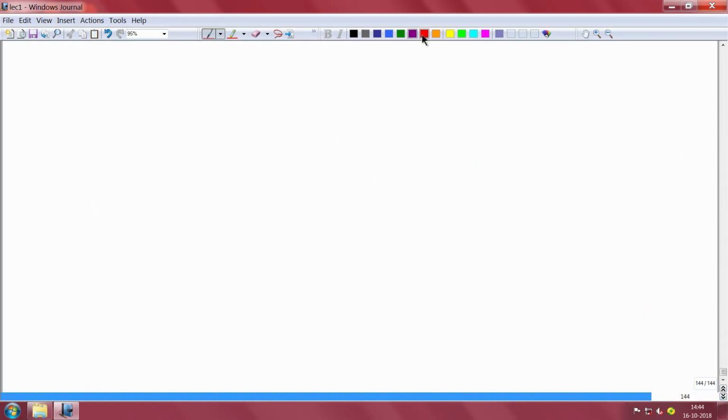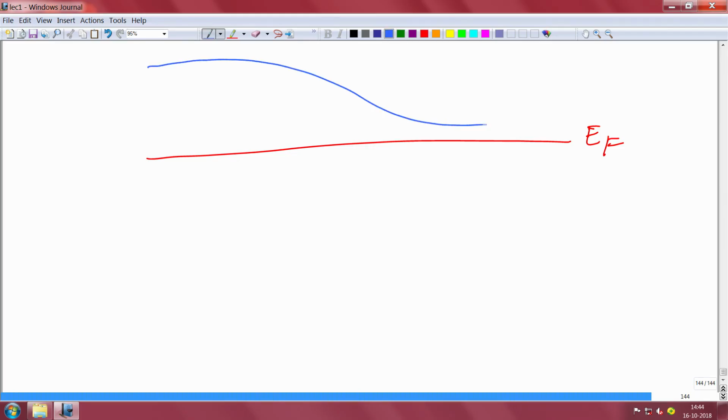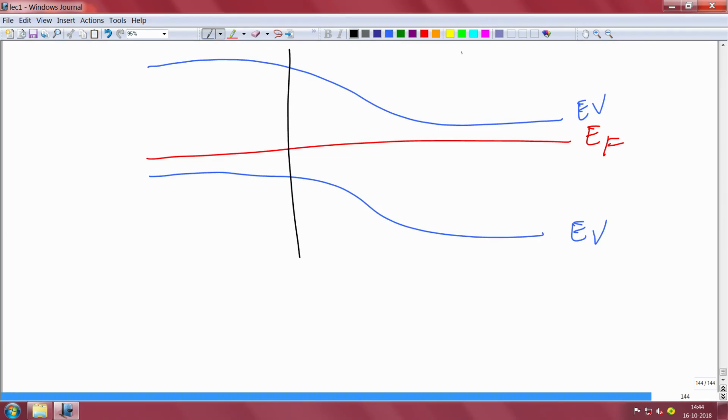So, again I will draw this junction now. This is your Fermi level, this is your conduction band, this is your valence band, and this is the depletion that has formed. I told you this is, suppose, the 0, x equal to 0. So, the depletion has extended a little bit on the n side.